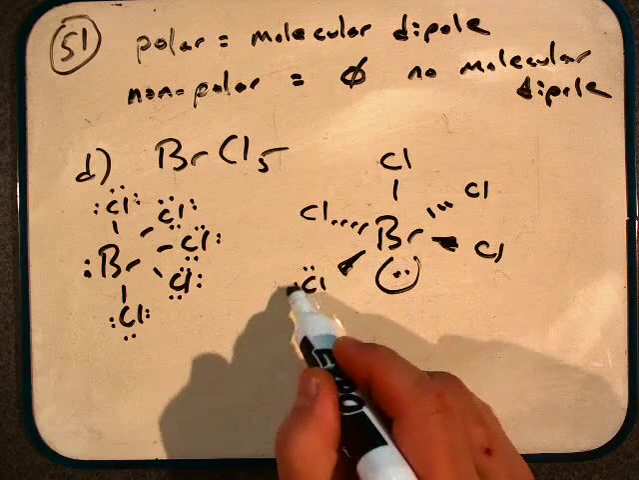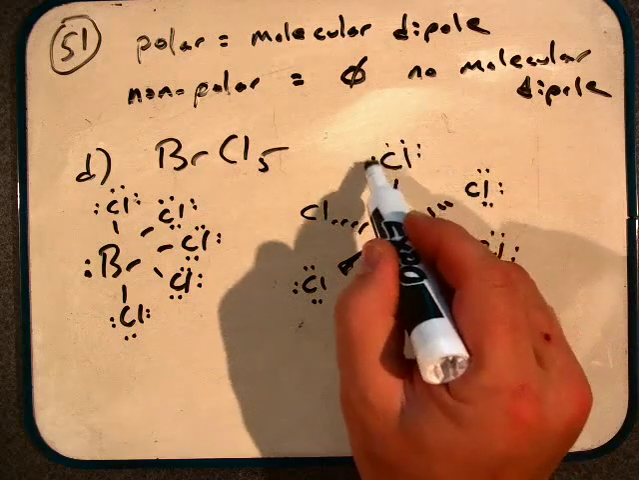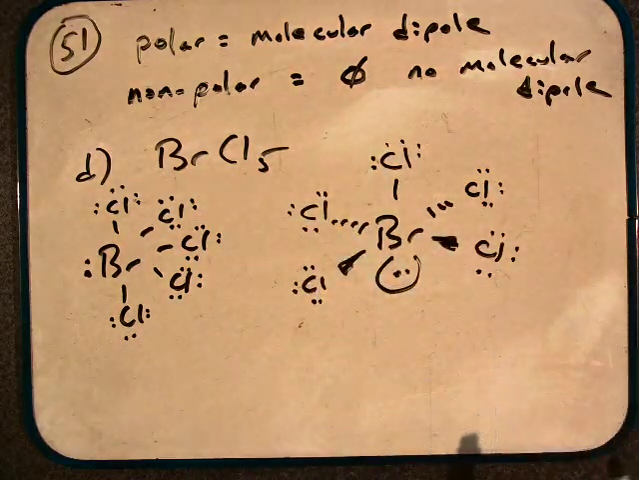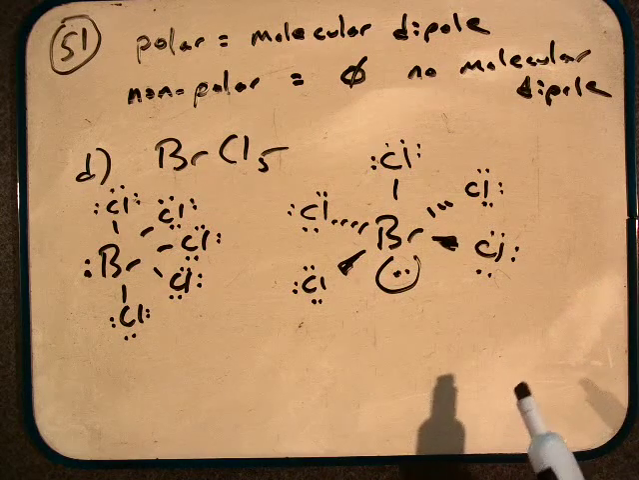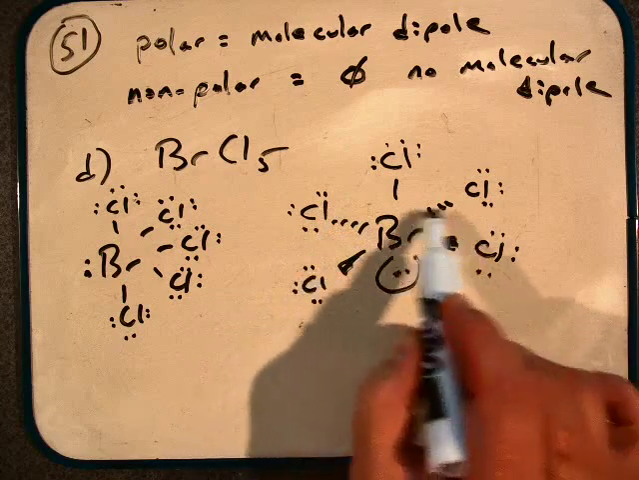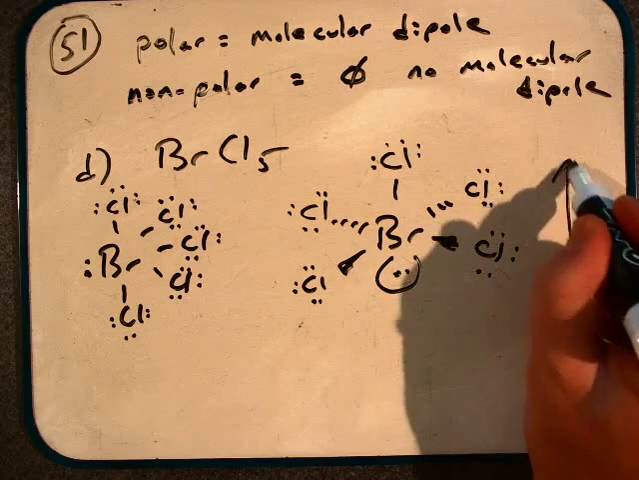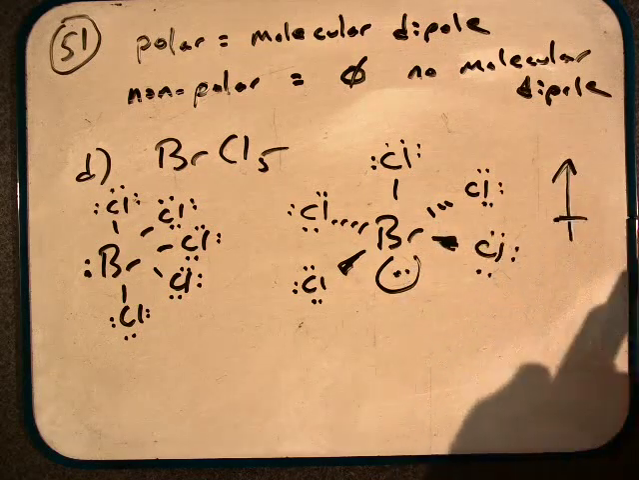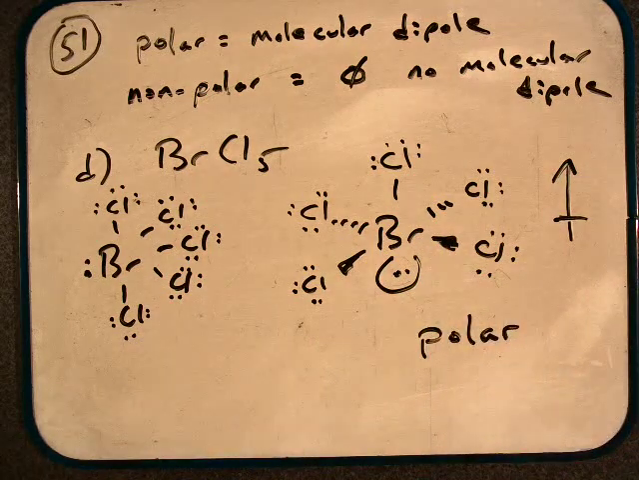And so here we have shown that electronic geometry for an octahedral molecule. However, since we have a lone pair, that's not the molecular geometry. The molecular geometry would be square pyramidal. And so what we notice is that all the bond dipoles between the bromine and the chlorine are about the equator of the bromine. Those are all going to cancel out, but we do have one that is pointing up that is not canceled, and that now is our molecular dipole. So again, since we have a molecular dipole, we also have a polar molecule. That is number 51.